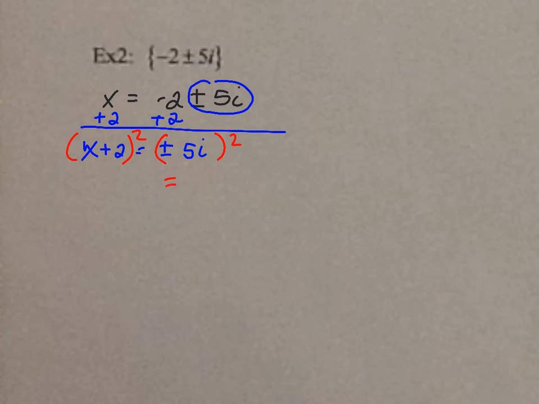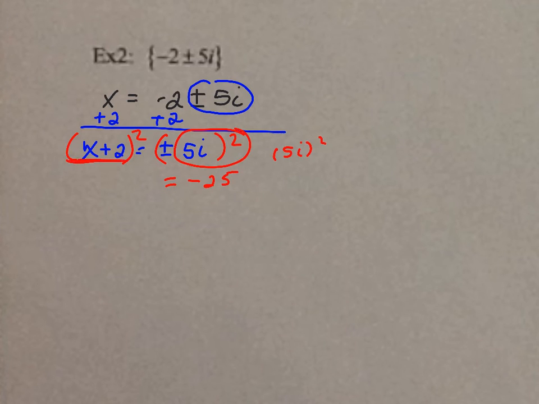So on the right side, just plug this in the calculator. Type in parentheses 5, hit the i button, it's by the decimal. Close the parentheses, now hit square. You have to use parentheses because it's 5i that's squared, not just the i. So this actually comes out to be negative 25.